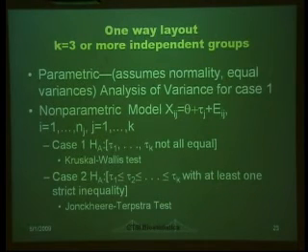As I said, the one-way layout, here we have three or more independent groups, and we want to compare these three groups, usually the location or the mean or the median of these three groups. So the parametric test assumes we have normality and usually assumes we have equal variances, and this is called analysis of variance.